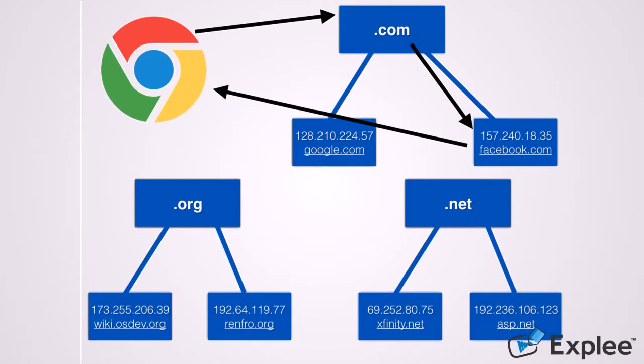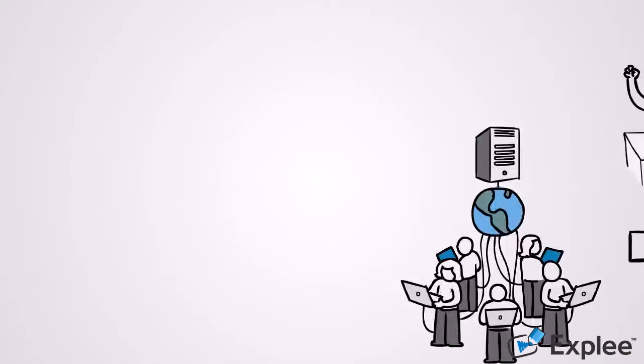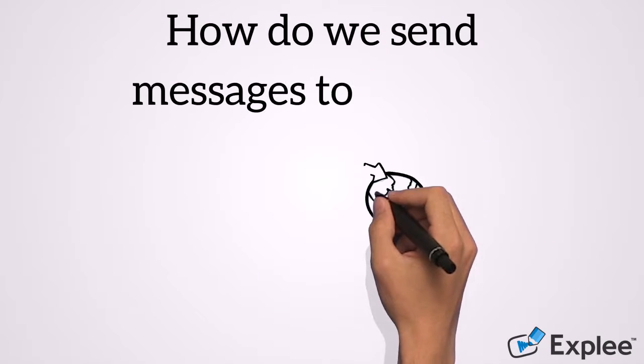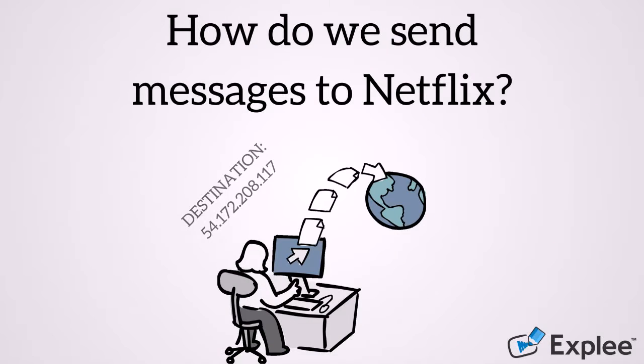And here's an example of the browser performing a DNS or domain name server search. Let's take a look at going to netflix.com. After we do our DNS lookup and find Netflix at an IP address of 54.172.208.117, we're ready to talk directly to Netflix's servers. Now that we have an address of the computer we want to talk to, we now need to figure out a way to get there.